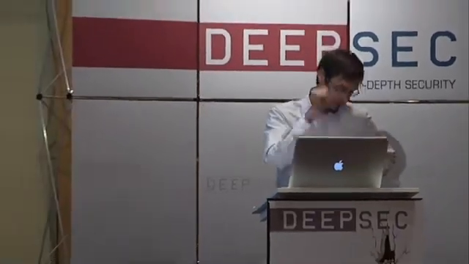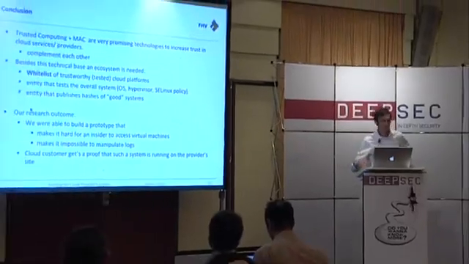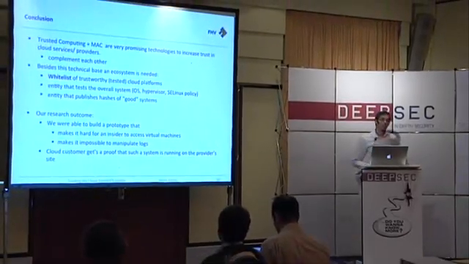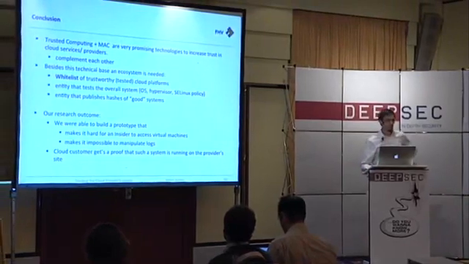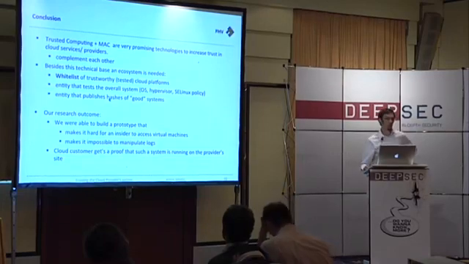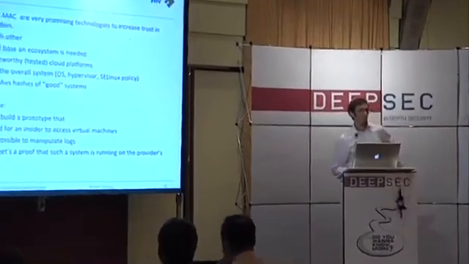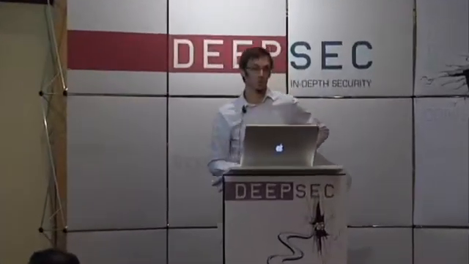As I said in the problem section, there are a lot of organizational bases we need. We need this whitelist management. We need an entity that tests the system, and this entity also has to publish the golden values. Well, and our research outcome of our system is that we were able to build a prototype that makes it hard for an insider to access the virtual machine, that makes it impossible to manipulate the logs, even impossible for a root user, for the administrator to manipulate the logs.